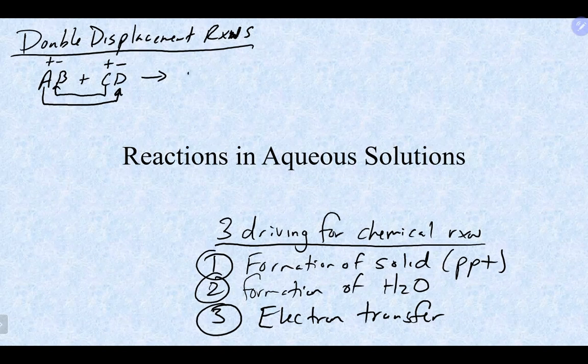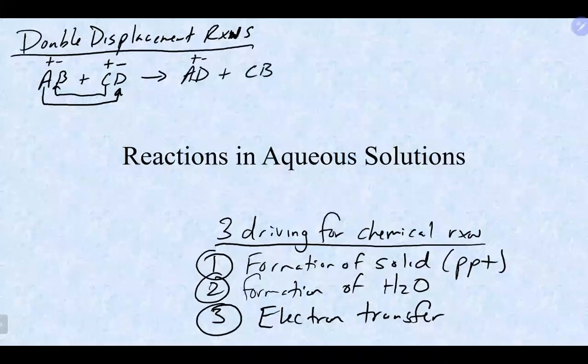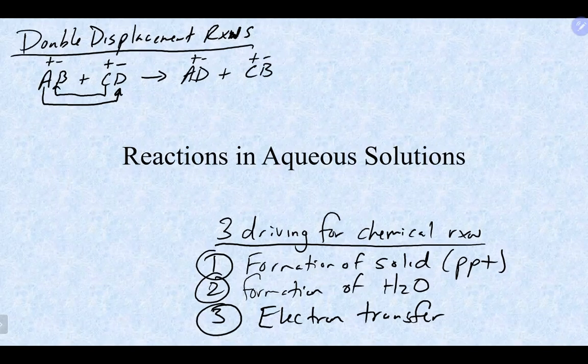You will form A and D, for example, plus C and B. Now, in some cases, as a result of these guys switching partners, one of those guys on the product side will make a solid. So perhaps one of these makes a solid. And that takes care of the first reason why a reaction takes place, the formation of a precipitate.